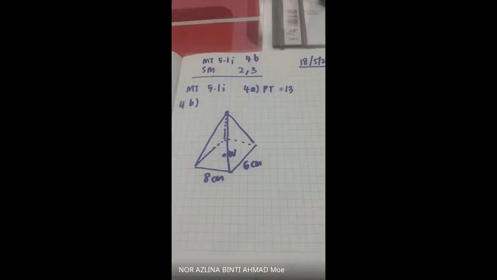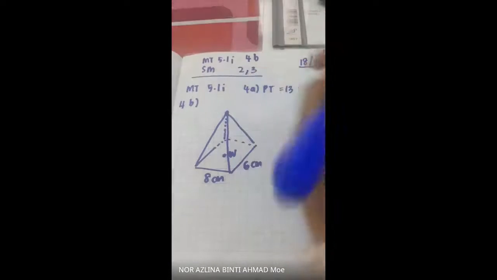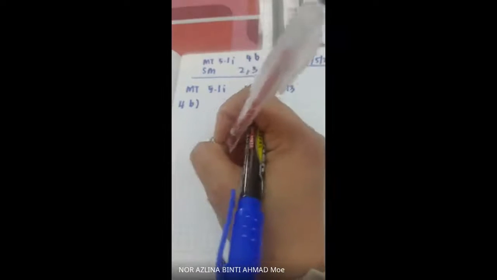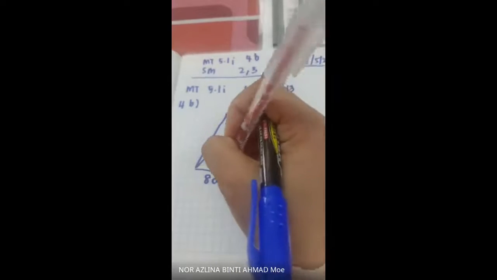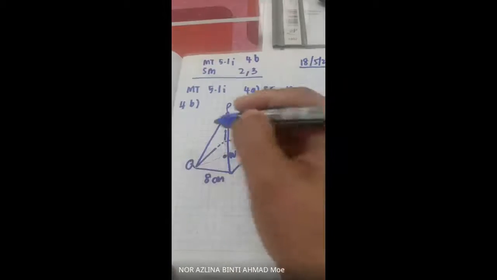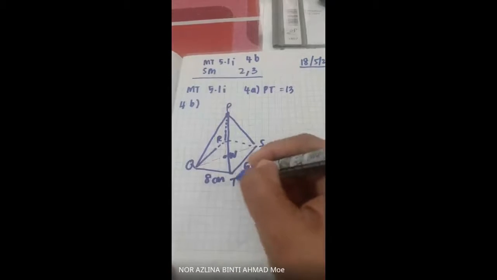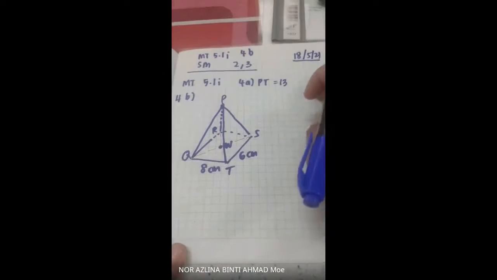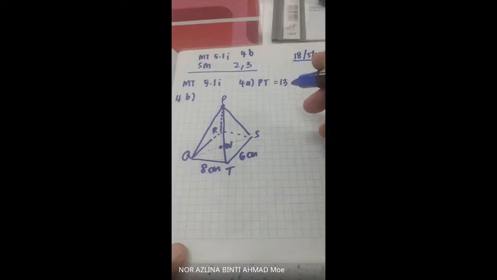Calculate PT. Okay, this is orthogonal. Okay, this is the midpoint. PQRST. Okay, PT you get 13. Find the value of angle PTR.